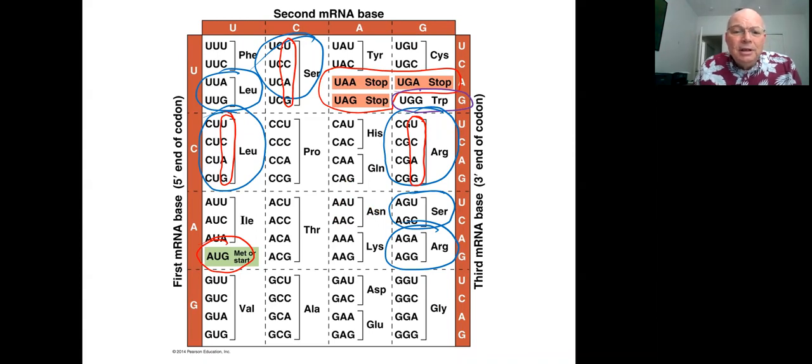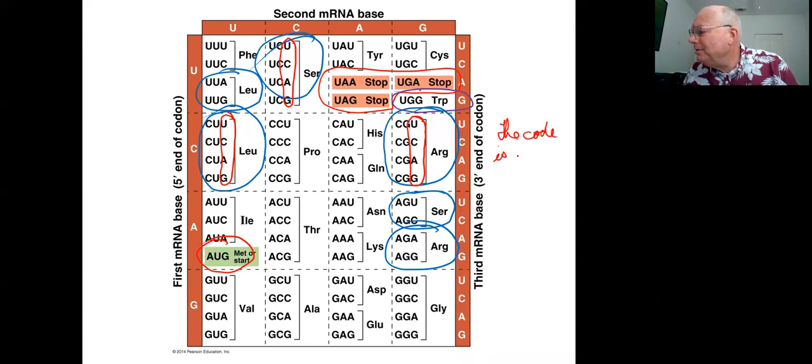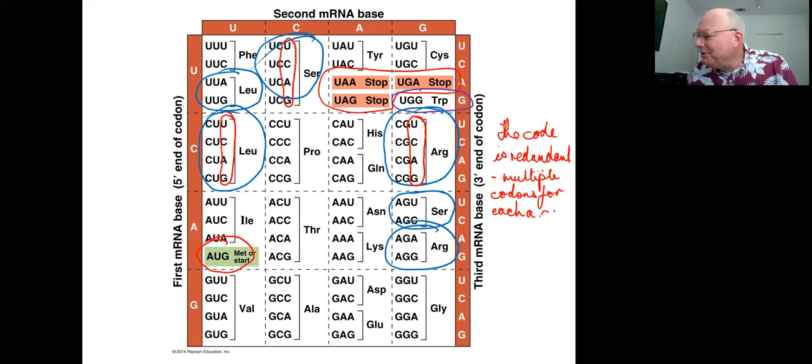And it means that when we look at the code, there is a built-in redundancy. So we say that the code is redundant. Multiple codons for each amino acid. But it's not ambiguous.